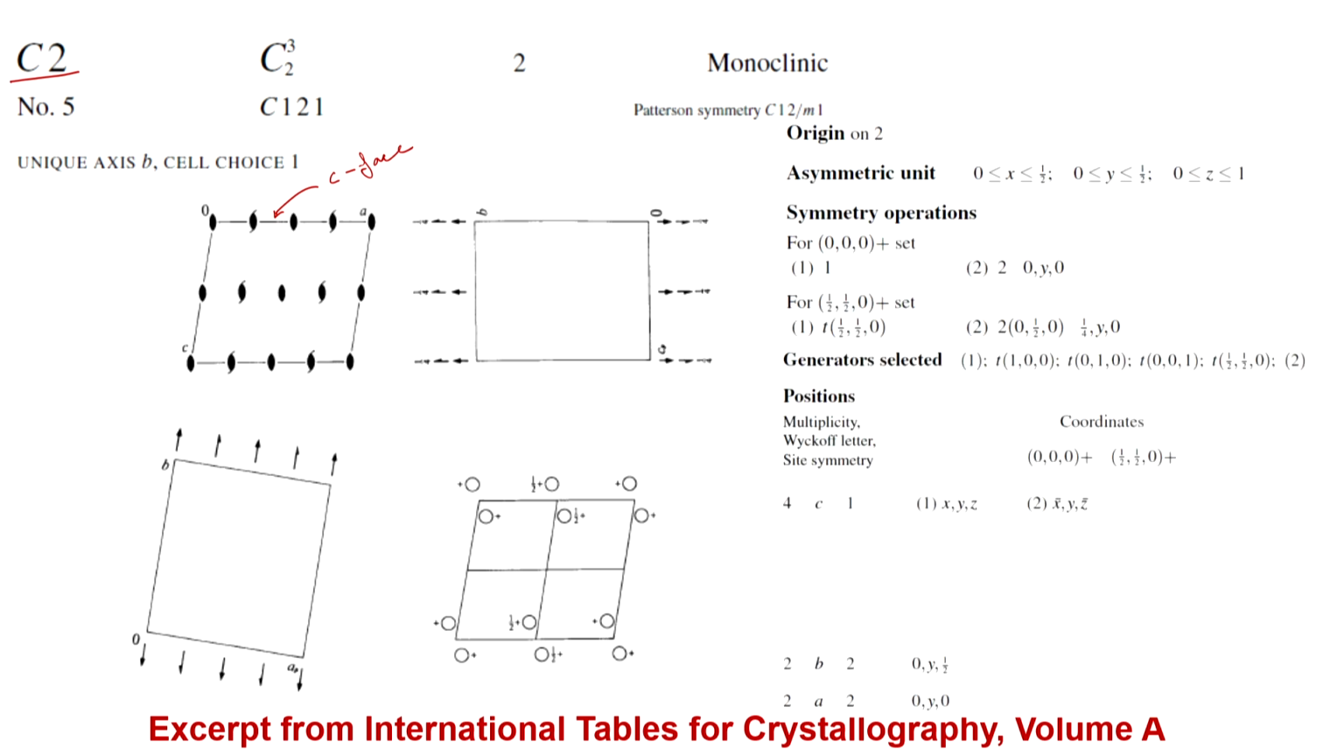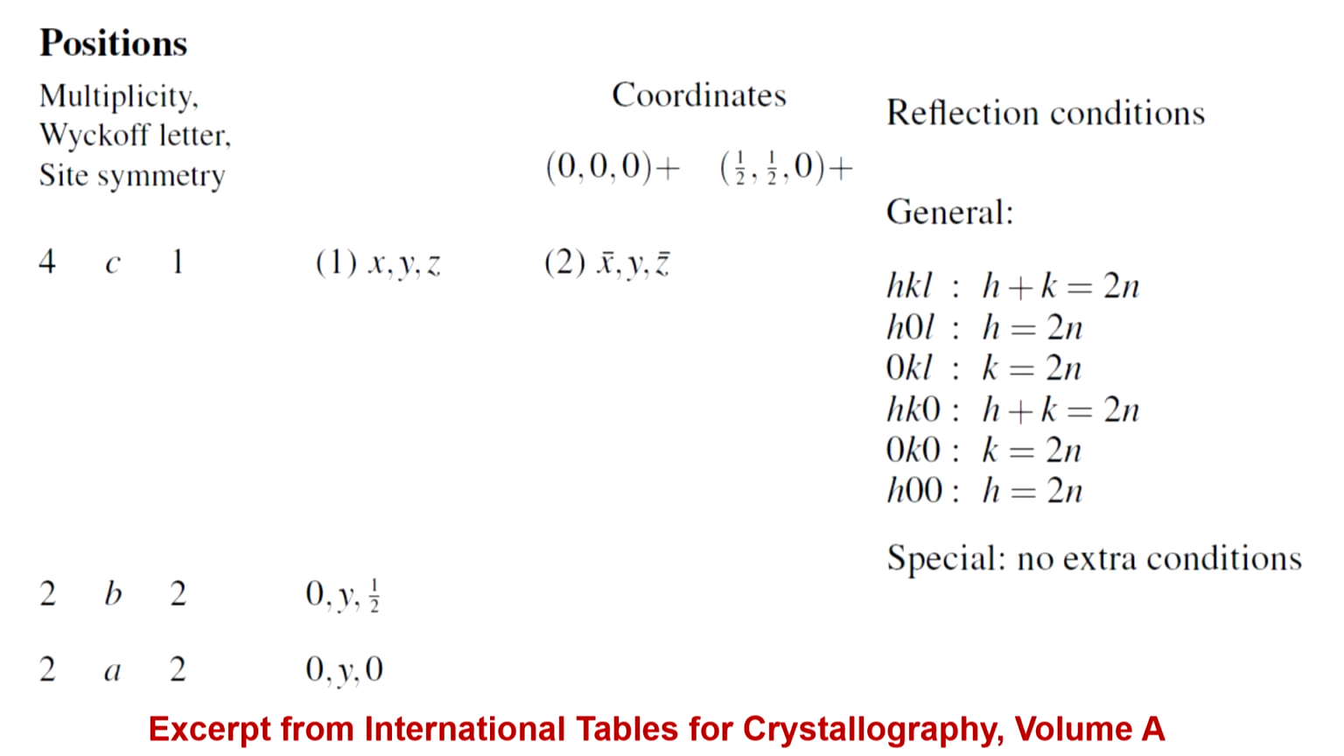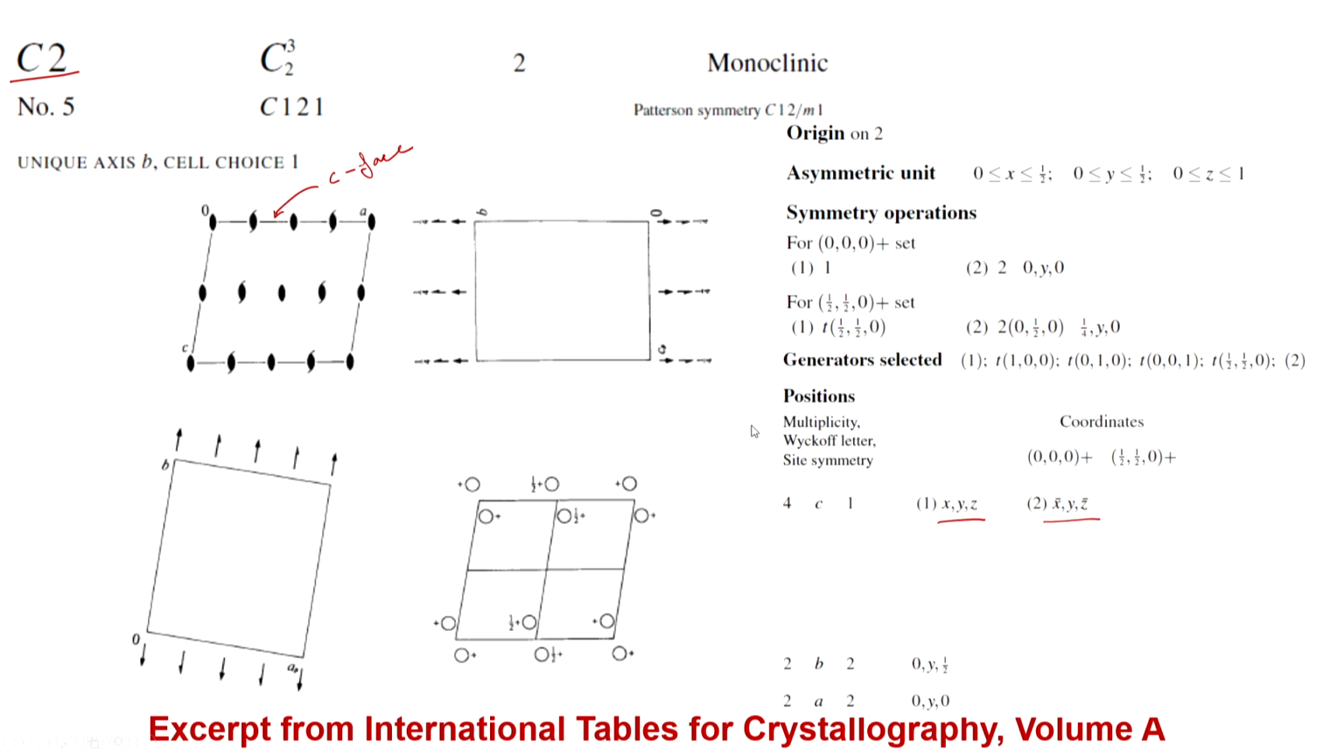So, when I put an atom on a general position at x, y, z, the two-fold axis would produce another atom at minus x, y, minus z. Here I have just magnified the Wyckoff positions and I have also added to the right the reflection conditions. So, let us examine what happens here. I think I made a small mistake, I will just repeat this.